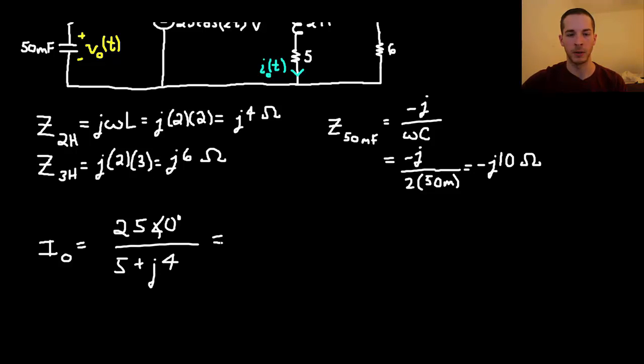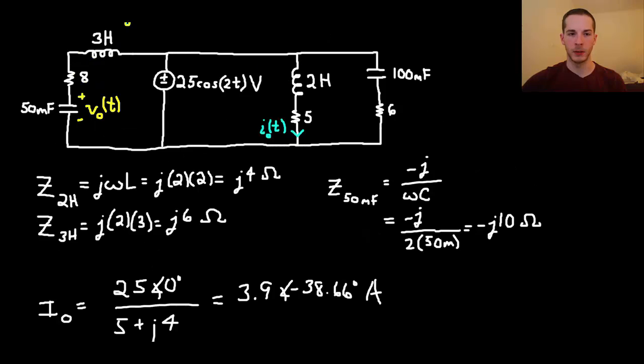Now at this point you can convert the denominator of this into polar form and then do all the math involved. But when you do that, you'll get 3.9 at an angle of negative 38.66 degrees amps. Okay, so that is the current. And at the very end of this we'll convert all of these phasors to the time domain form.